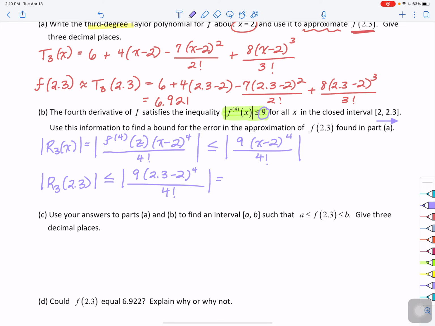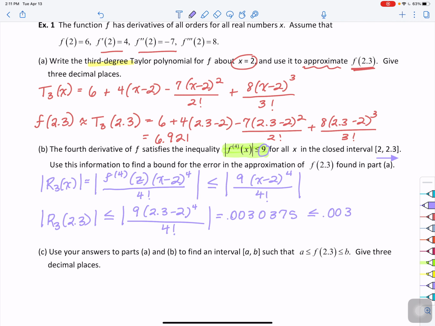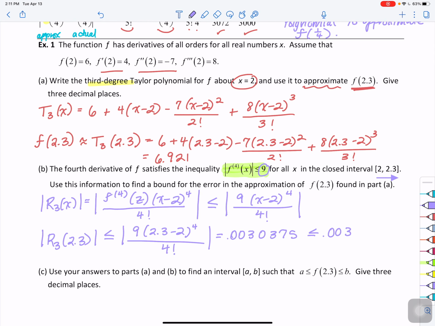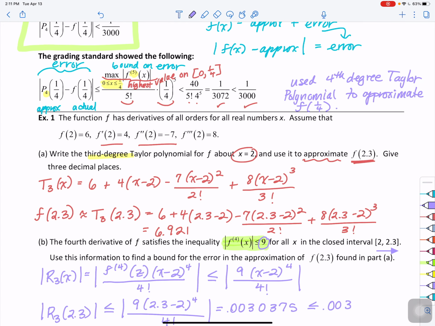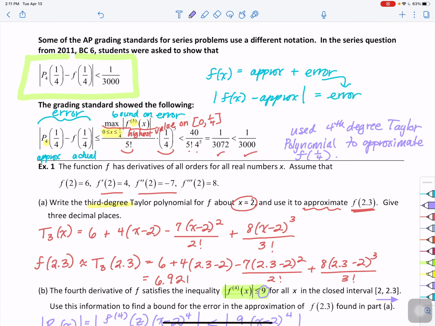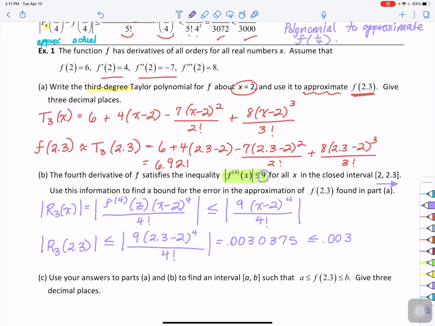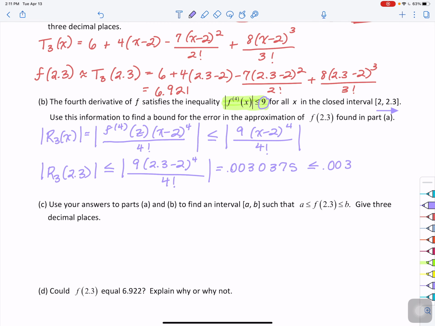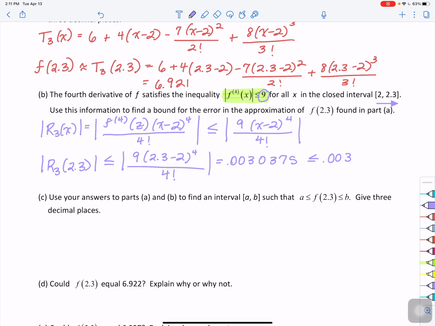And that is equal to 0.0037375. And that is less than or equal to 0.003. So you could just use that, okay?